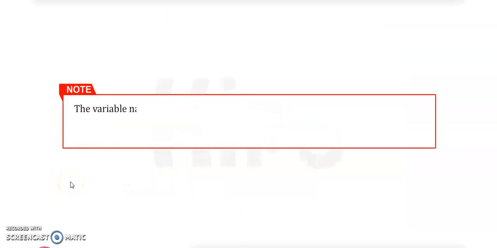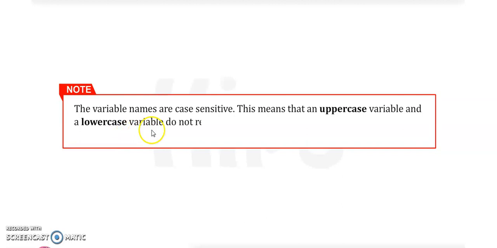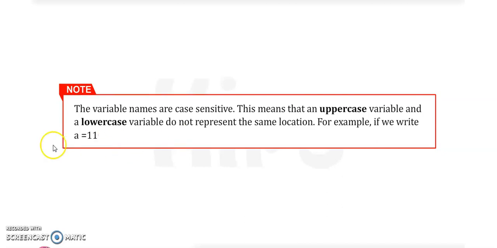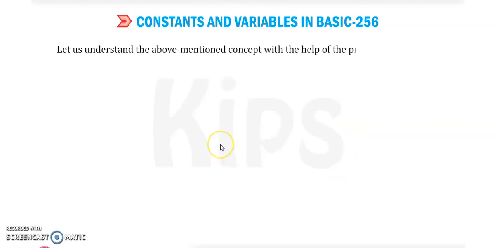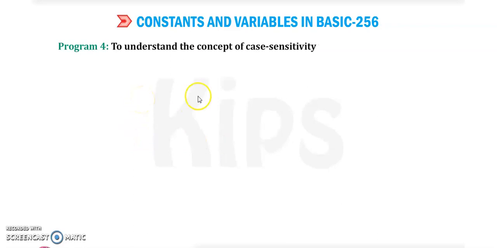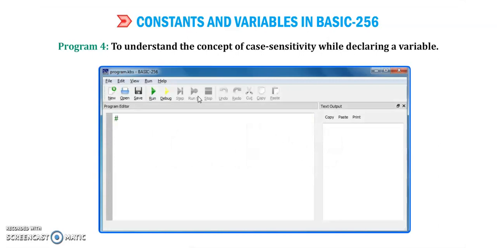Now there is a note for you. Variable names are case sensitive. This means that an uppercase variable and a lowercase variable do not represent the same location. For example, if we write small a is equal to 110 and capital A is equal to 200, both variables are considered as 2 different variables. Okay. So let us understand the above mentioned concept with the help of a program. There is another program, program 4, to understand the concept of case sensitivity while declaring a variable. So it is case sensitive. A small a means one variable, and capital A means another variable.